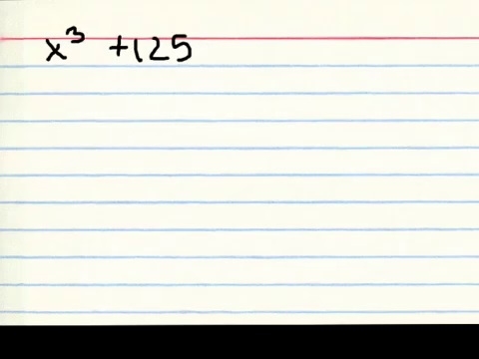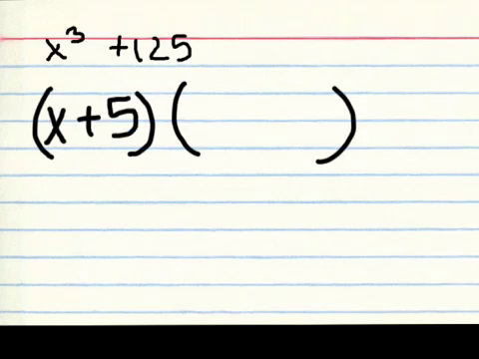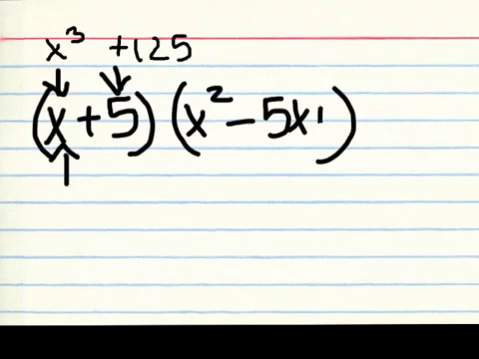So we have x cubed plus 125. Again, we take the cubed root of both of those. That's x for x cubed, and 5 for 125, so x plus 5. Now we square the first term. It's x squared minus the two numbers multiplied together, which is 5x. Then we add the last number squared, which is 25. So it should have been x plus 5 times the quantity of x squared minus 5x plus 25.